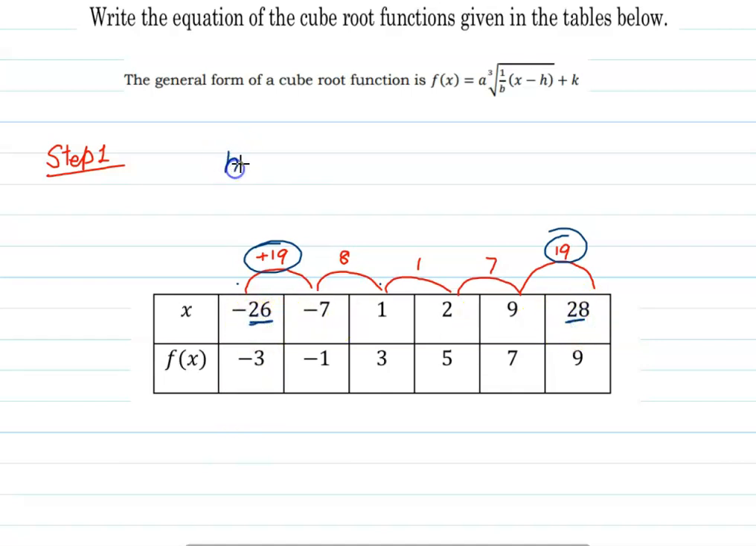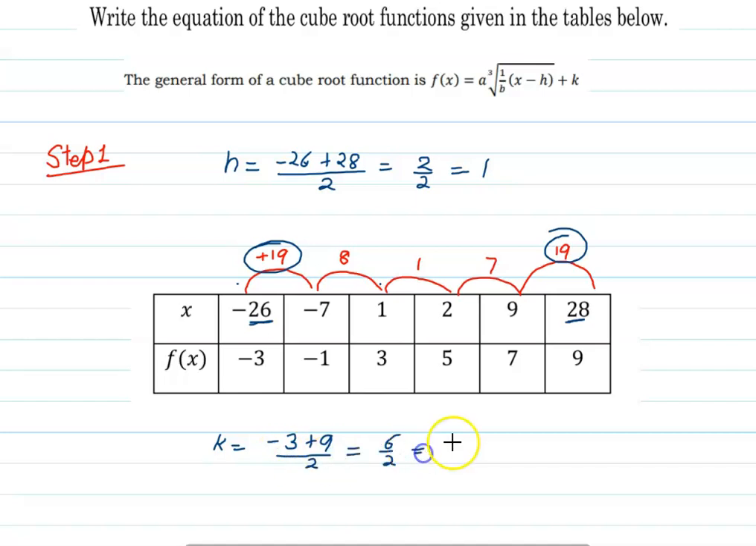We find the h value of the inflection point. For that we just find the midpoint of these two x values. -26 plus 28 divided by 2. That means the x value of the inflection point is 1. K value is the midpoint of the y values which have the same differences. K equals -3 plus 9 over 2, which gives you 3. So we got the inflection point as (1, 3), which is a point present in the table already. The first step is done. We have got the point of inflection (H, K) as (1, 3).